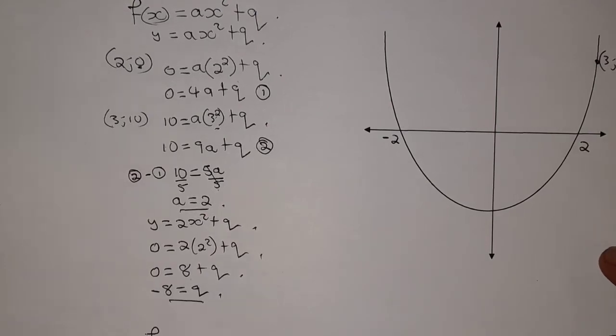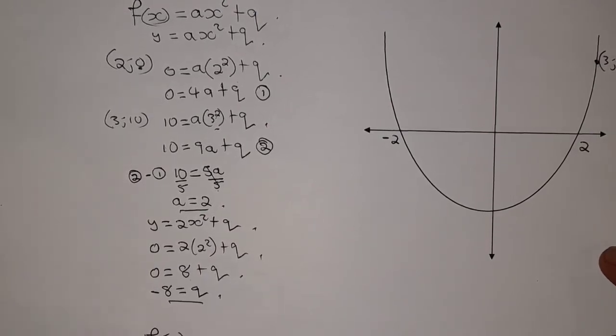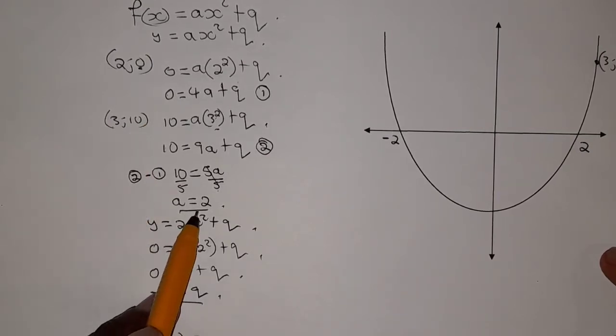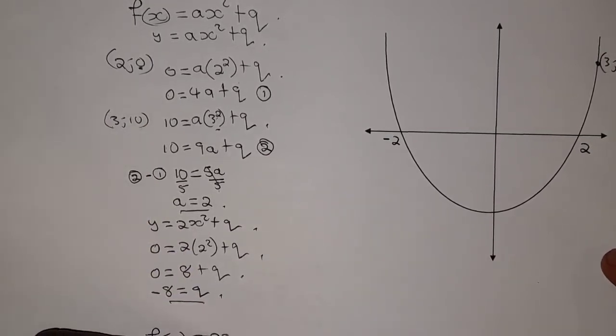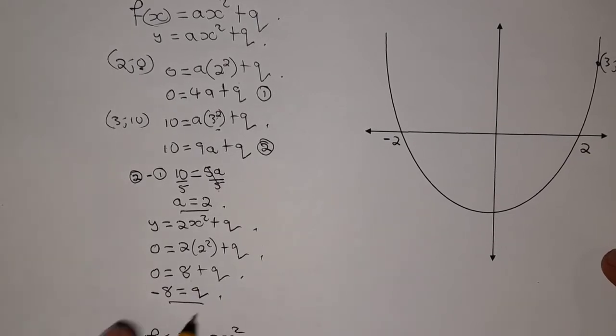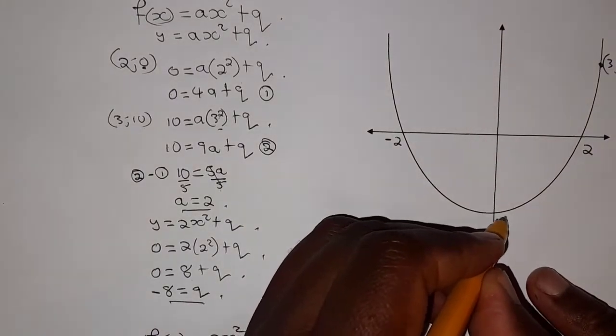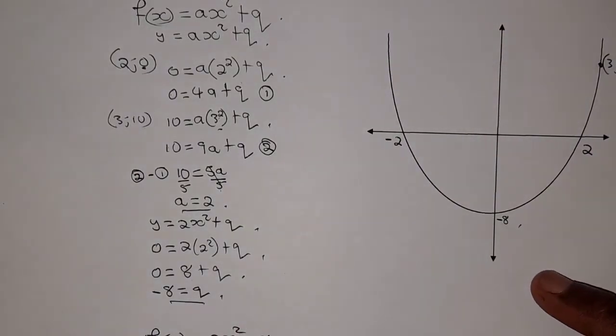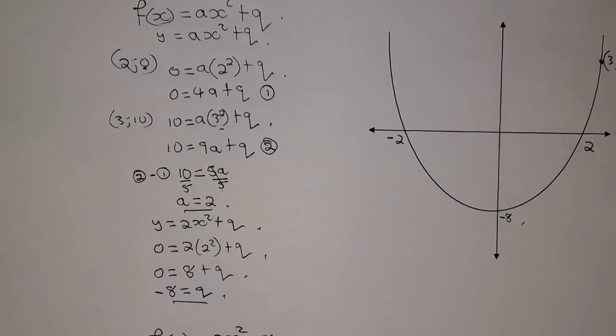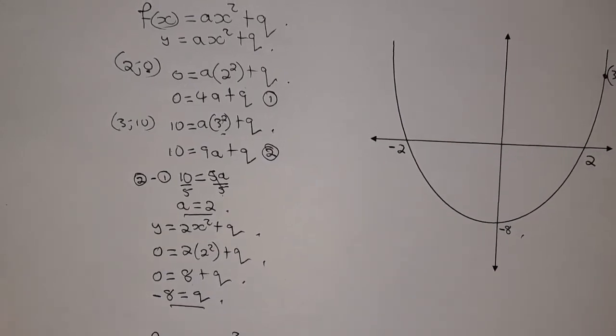So my f of x here is equal to, the a is 2, so it's 2x squared minus 8. That means this part here is negative 8. Our function was moved or shifted 8 steps downwards.